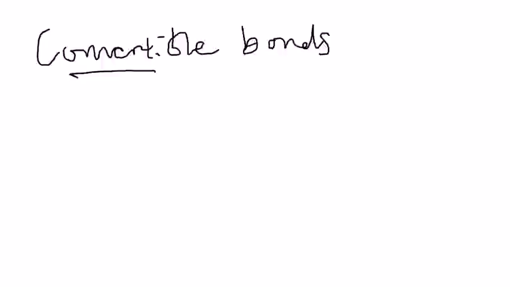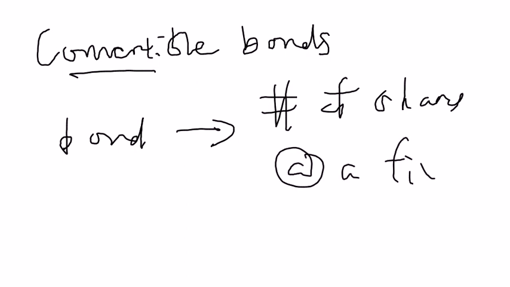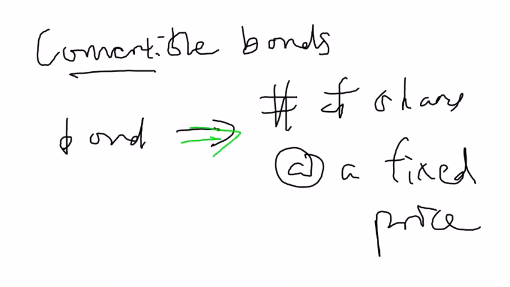A convertible bond is a bond that can be converted into a fixed number of the issuing company's shares, at a fixed or specified price. So essentially, it's a bond which can be converted into a number of shares at a fixed price.